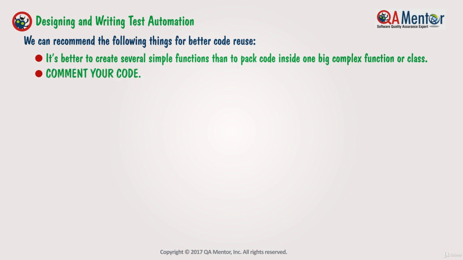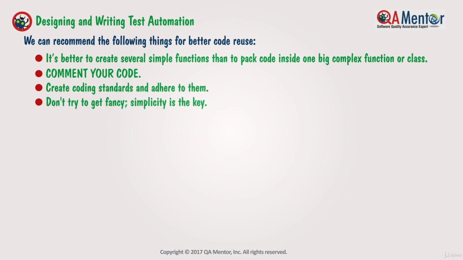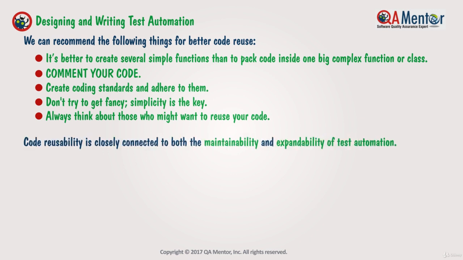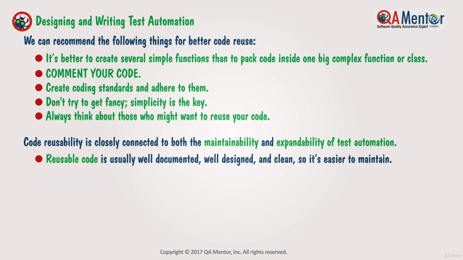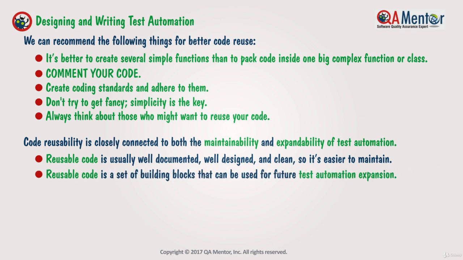Comment your code. Create coding standards and adhere to them. Don't try to get fancy. Simplicity is the key. Always think about those who might want to reuse your code. Code reusability is closely connected to both the maintainability and expandability of test automation. Reusable code is usually well documented, well designed, and clean, so it's easier to maintain. Reusable code is a set of building blocks that can be used for future test automation expansion.